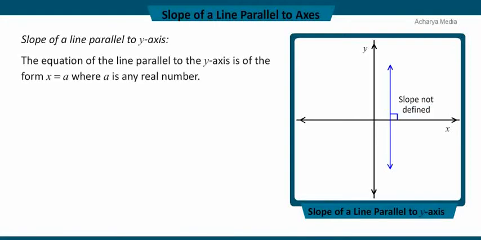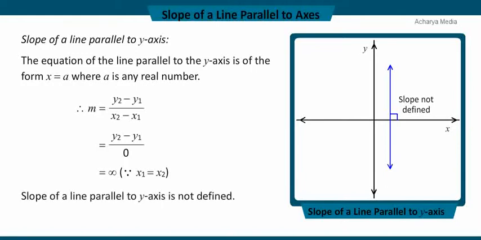The equation of the line parallel to the y-axis is of the form x is equal to a, where a is any real number. Therefore, m is equal to y2 minus y1 by x2 minus x1 is equal to y2 minus y1 by 0 is equal to infinity, since x1 is equal to x2. Slope of a line parallel to the y-axis is not defined.